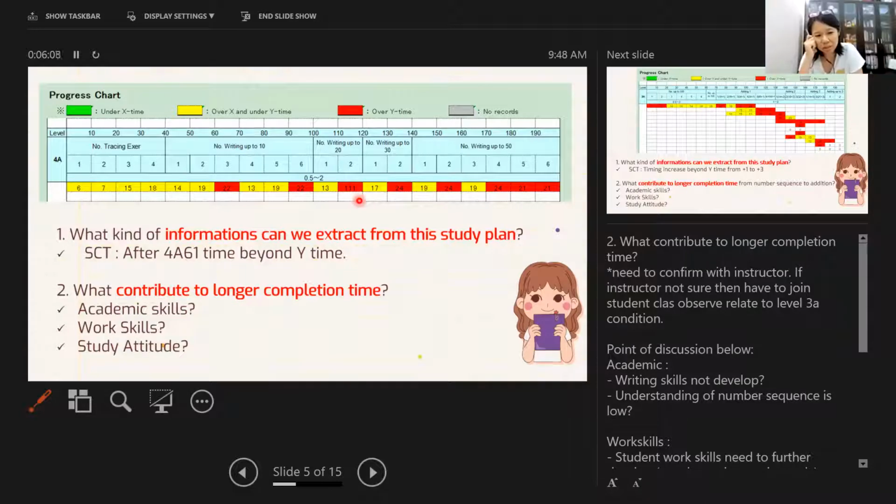At home, is it? It could be at home. I have to check again based on the study record that you gave me. Okay.